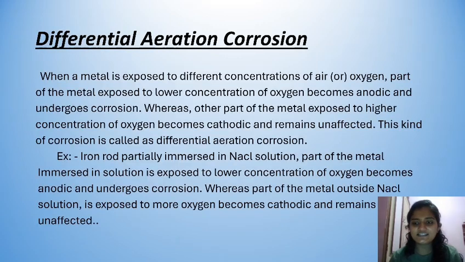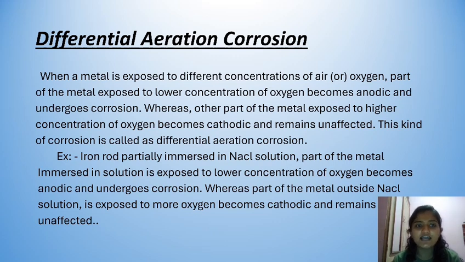And the next is differential aeration corrosion. When a metal is exposed to different concentrations of air or oxygen, the part of the metal exposed to lower concentration of oxygen becomes anodic and undergoes corrosion, whereas the other part of the metal exposed to higher concentration of oxygen becomes cathodic and remains unaffected. This kind of corrosion is called differential aeration corrosion.